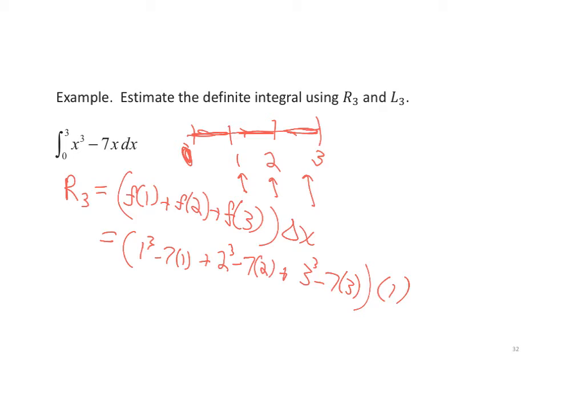Work that out, come back. If my calculations are right, you should get negative 7. What about the left endpoint, the L3? I'm going to remind myself that I got negative 7 for R3.